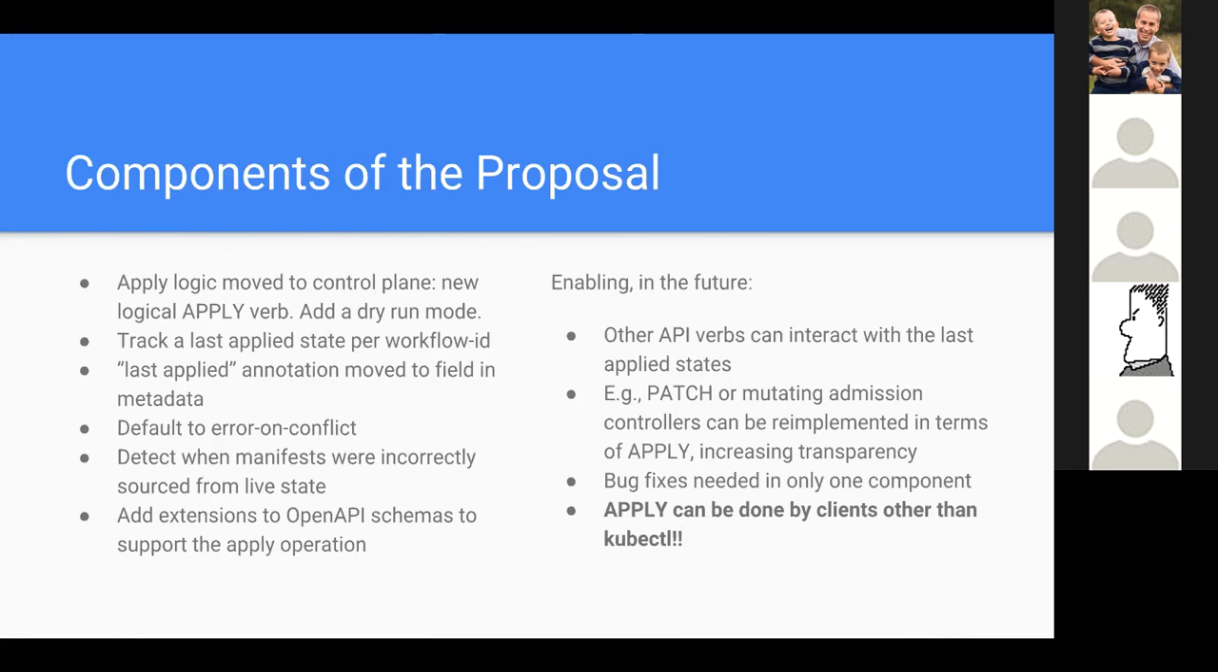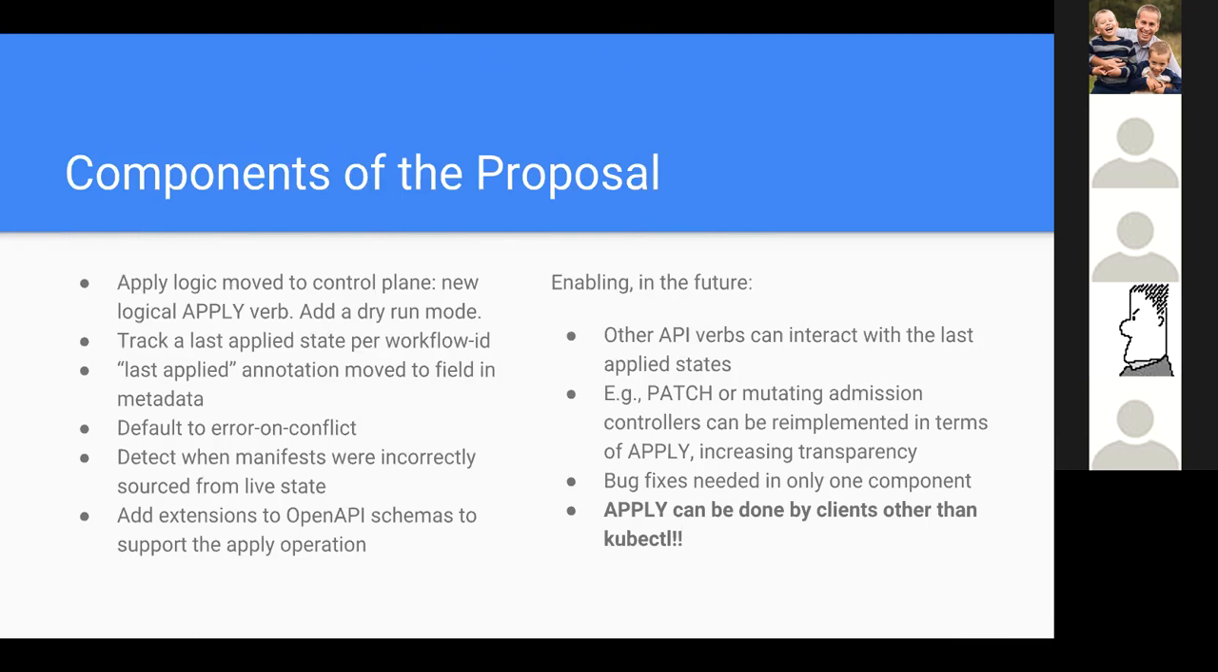My proposal is that we track multiple last applied states with a workflow ID. This was called client ID yesterday. I've renamed it to workflow ID because it is identifying the workflow that produces the config, not the user or the client. Usually that's how you want it to work. The last applied state used to be stored in an annotation. I want to make that a top level field under metadata. Sorry, I should say a first class field under metadata.